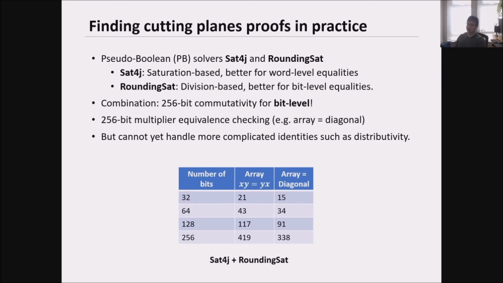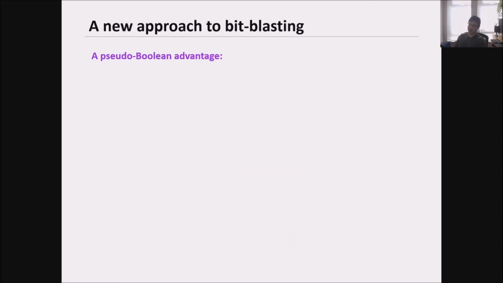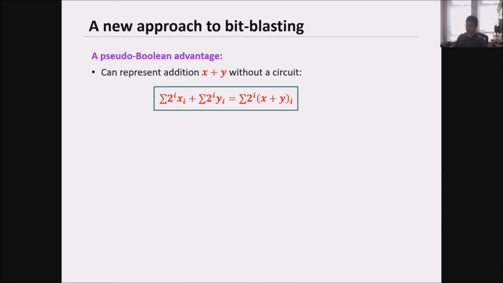In the course of doing these experiments, we realized that cutting planes is a format that actually allows us to take a kind of different approach to bit blasting. Okay, the key advantage of this pseudo-Boolean format is expressiveness. For example, we can represent addition, x plus y, without even using a circuit at all. So all we need to do is write down this linear equation, and we fully represented this addition of bit vectors in a very natural way.